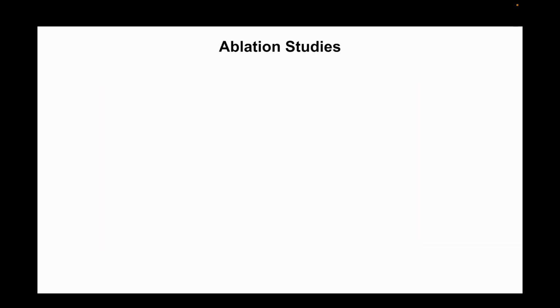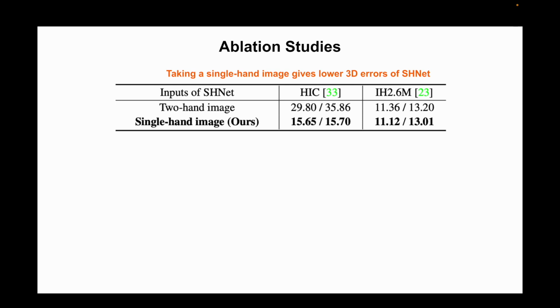Let me show some ablation studies. First, this one shows the effectiveness of taking a single hand image in SHNet for the first sub-problem, which is recovering the 3D hand of each left and right hand. By taking a single hand image, SHNet's inputs have a uniform 2D scale.